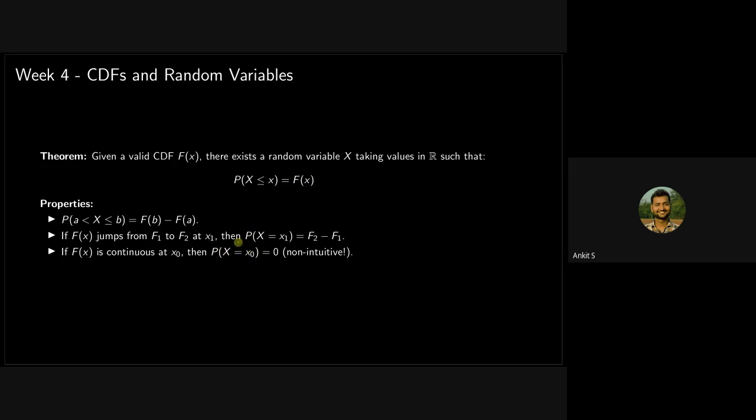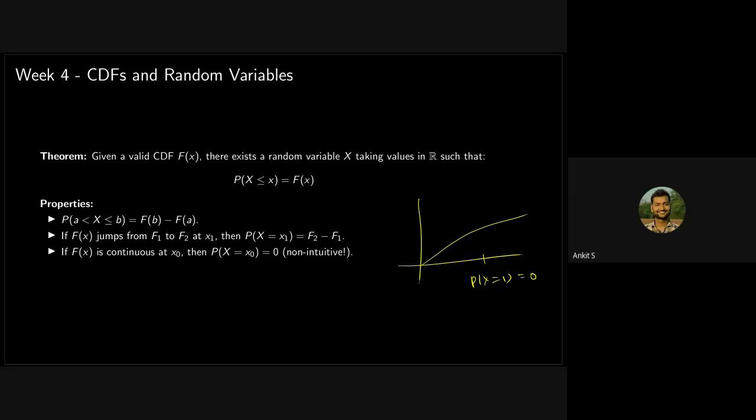Okay, and you already know if it jumps from F1 to F2 at some point, then the difference in the CDF is the probability at that point. You already know. And in case of a continuous random variable, there is no jump. Okay, there is no jump at any point. So it means the probability of getting any particular value, what is this? It is 0, right?